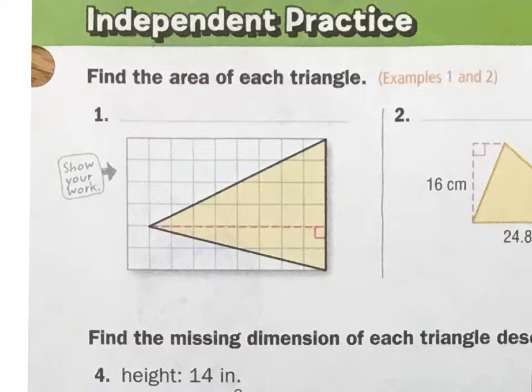Alright, this is independent practice for 9.2, finding areas of a triangle. We know that the area of a triangle equals 1/2 times base times height.